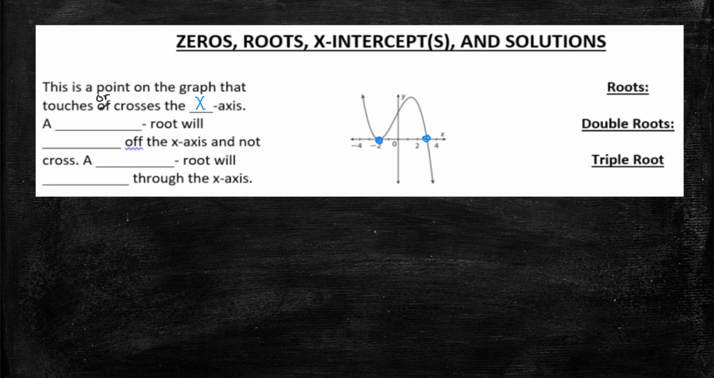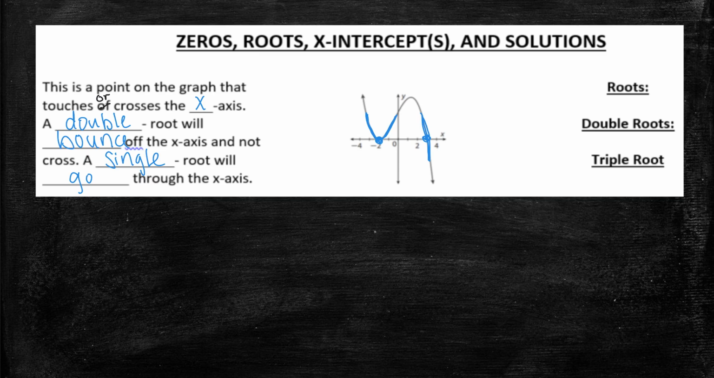Now, something that we talk about is called a double root. When you have a double root, it will bounce off the x-axis. This is considered a double root right here when it bounces off the x-axis, and it will not cross it. A single root will go through the axis. So this is an example of a single root where it goes through.